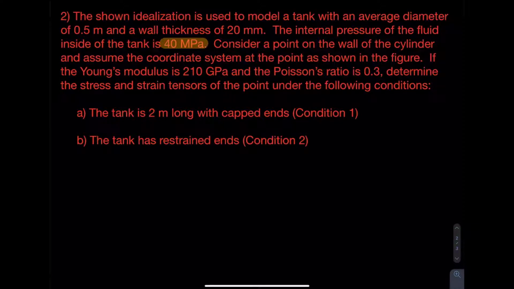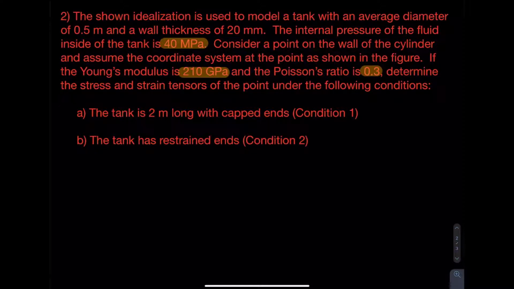Now it says, consider a point on the wall of the cylinder and assume the coordinate system of the point as shown in the figure. So again, you guys are given that nice little figure. And it says, if the Young's modulus is 210 GPa and the Poisson's ratio is 0.3, so I'm going to highlight those because we're going to need those. It says, determine the stress and the strain tensors of the point under the following conditions.